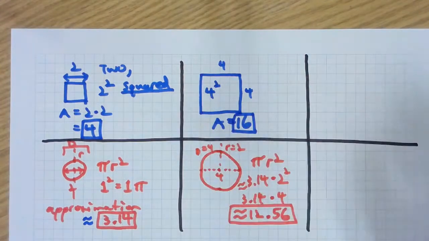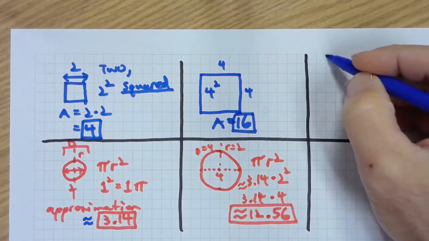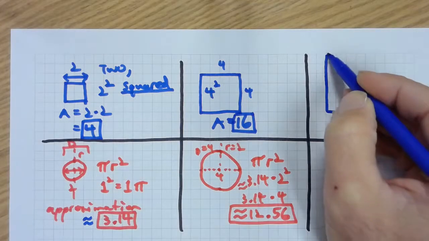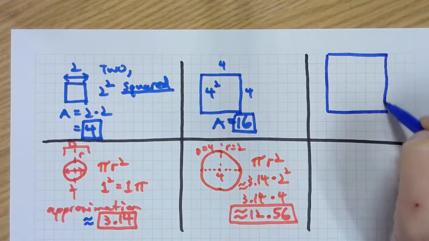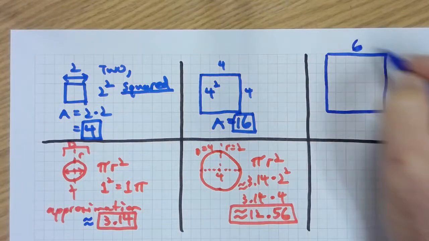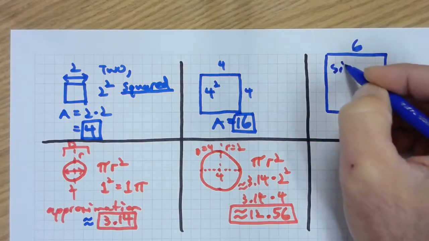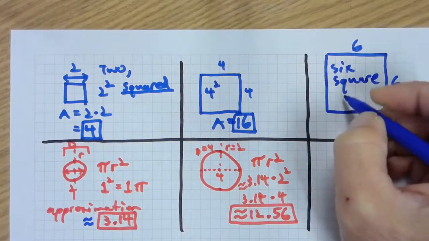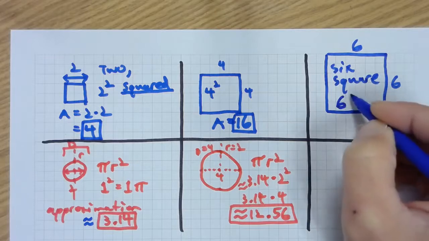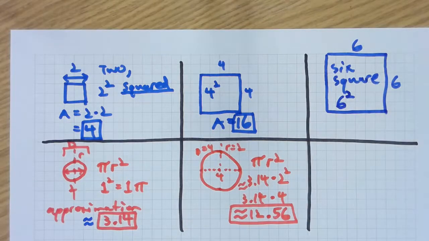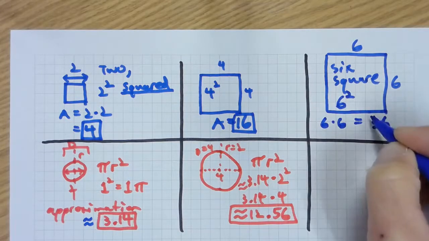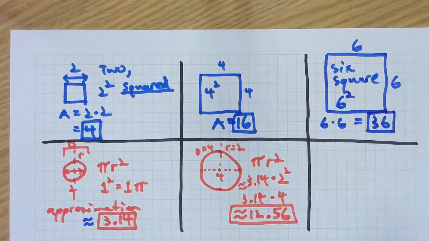I went 2. I went 4. What should I do next? Okay, I'll do 6. 1, 2, 3, 4, 5, 6. Okay, so this is called a 6 square because it's a square made out of 6s, which is why we actually write the number 6 and the symbol for a square, which is the little 2. You already knew that. 6 times 6, 36 is the area.